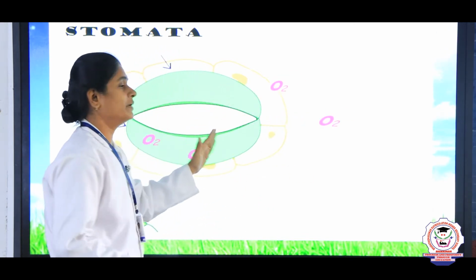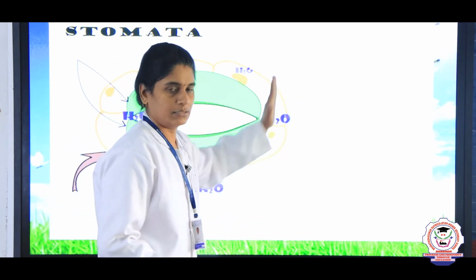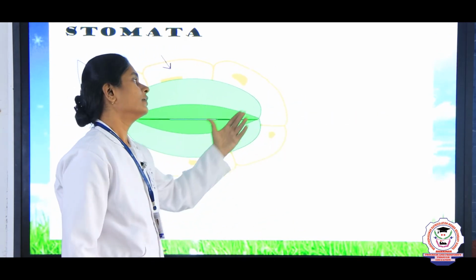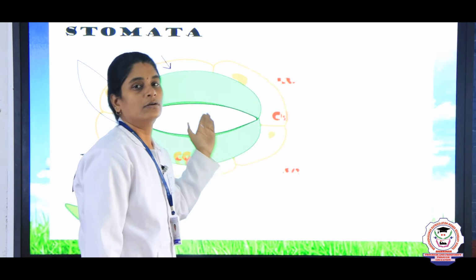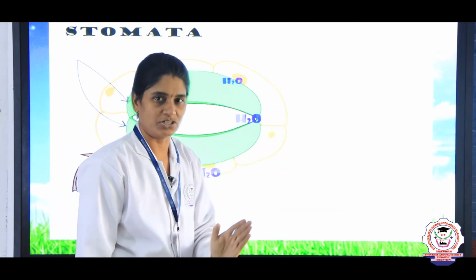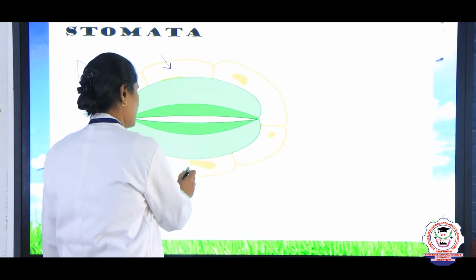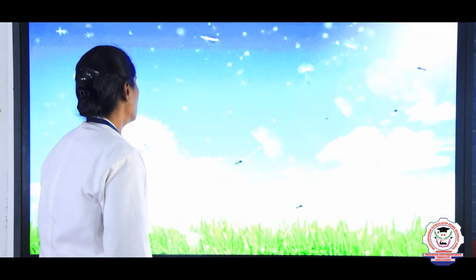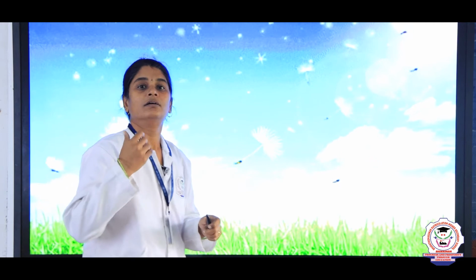So, this happens in the plants, right. With the help of stomata, the plants take in oxygen and give out carbon dioxide during the respiration process, okay, right. Next, we are going to see what the need for a plant is.